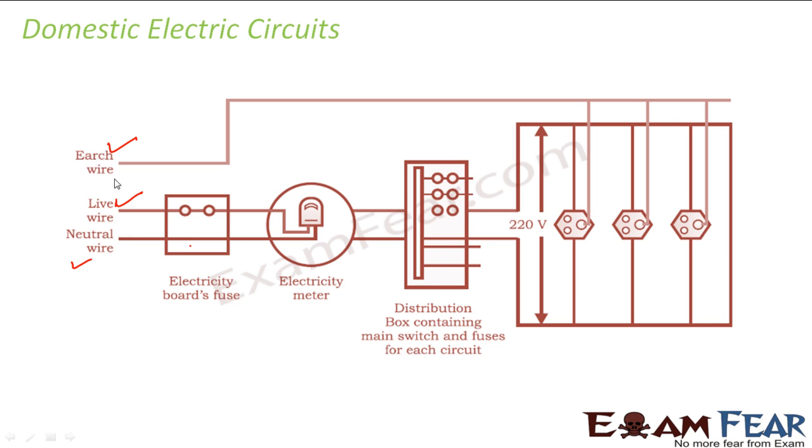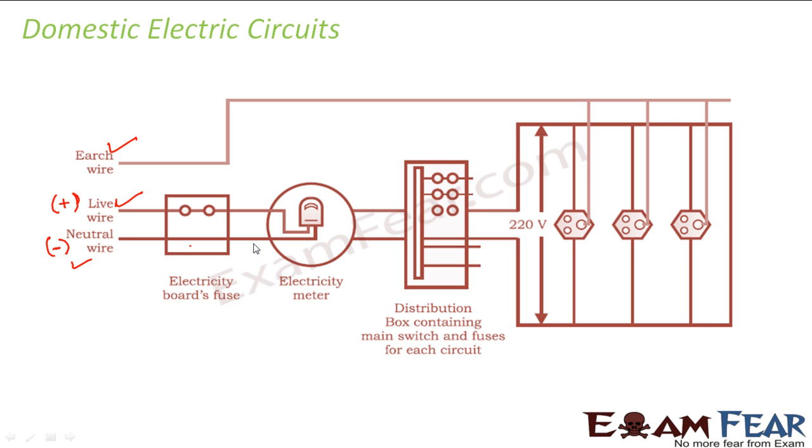So the earth wire is the one which is grounded to the earth. That means it is connected to a small piece of metal deep down in the earth. What is the live wire? The live wire is the positive wire and the neutral wire is the negative wire. Normally your live wire is red in color and your neutral wire is green in color. These colors are there to distinguish between the types of wires. Right? So how are they connected?